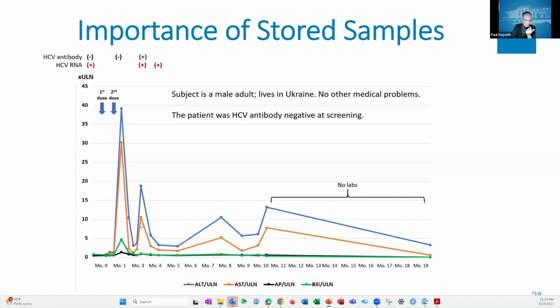In retrospect, this is pretty typical of hep C, where the body's trying to clear it, doesn't quite make it. Hopefully he got treated and cured. So hep C RNA, real important. And in general, stored serum samples are great. You can run some other tests, do PK on it, and all kinds of things during an injury. It can be really critical.